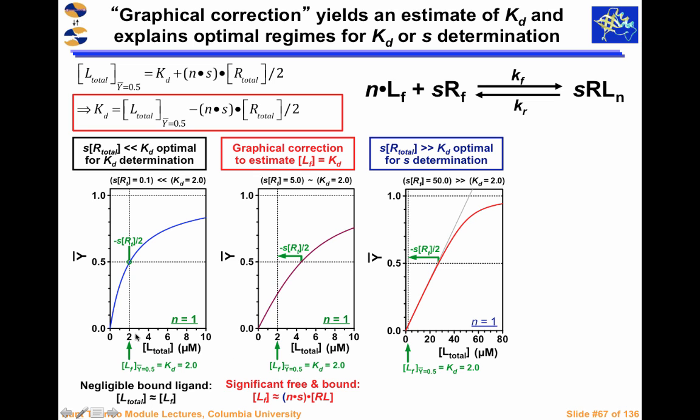You'll notice the total ligand axes here are not the same. The earlier one ran from 0 to 10. The total ligand axis here is much larger, running from 0 to 80. So we've had to change the axis scale.